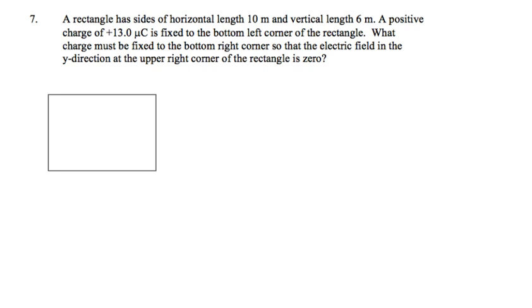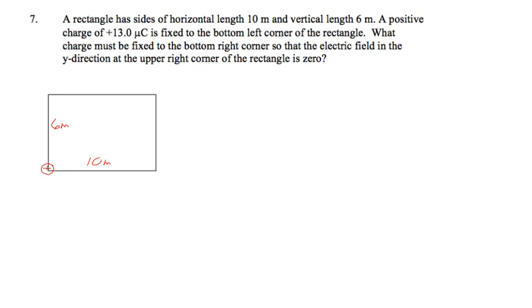It says a rectangle has sides of horizontal length 10 meters and vertical length 6 meters. And it says a positive charge of 13 microcoulombs is fixed to the bottom left corner. Now, I'm just going to put what the charge is, whether it's plus or minus. I will put in the value later on, because all I need to determine the direction of the resultant is what's plus and what's minus. So there's going to be a positive in this corner right there.